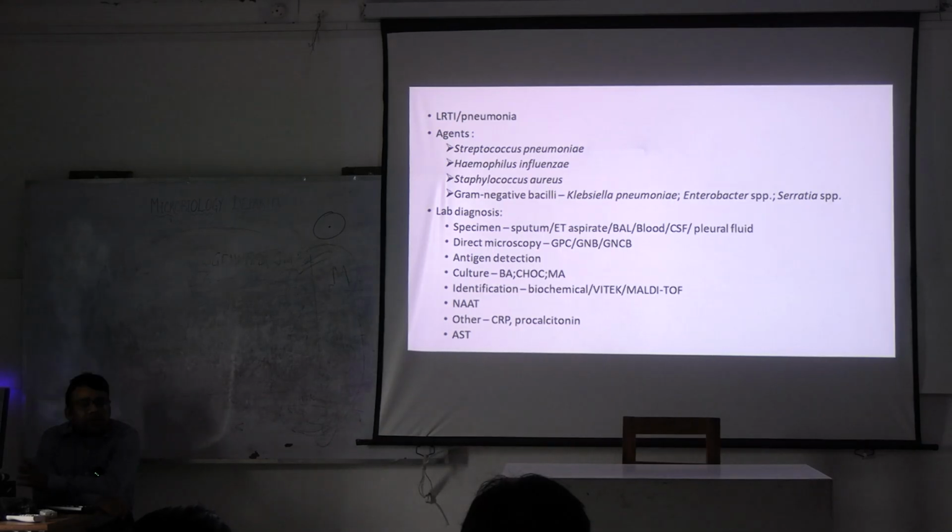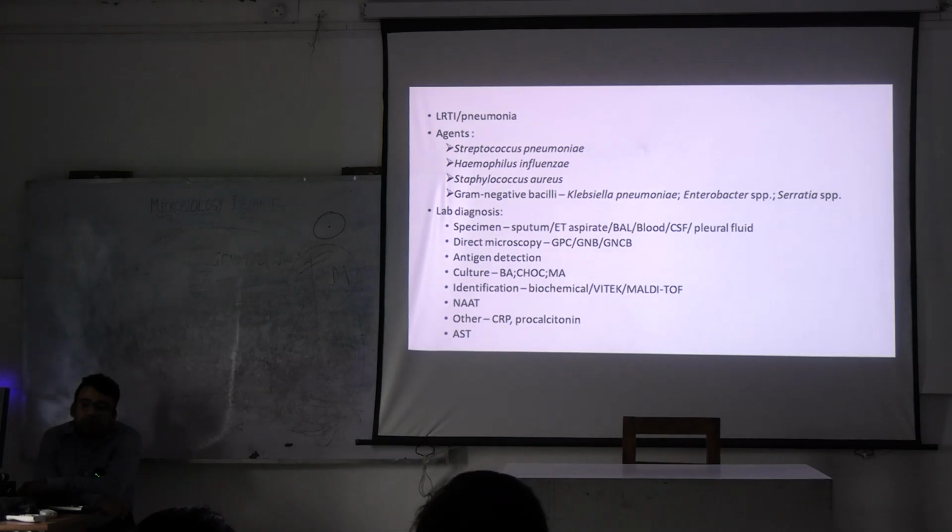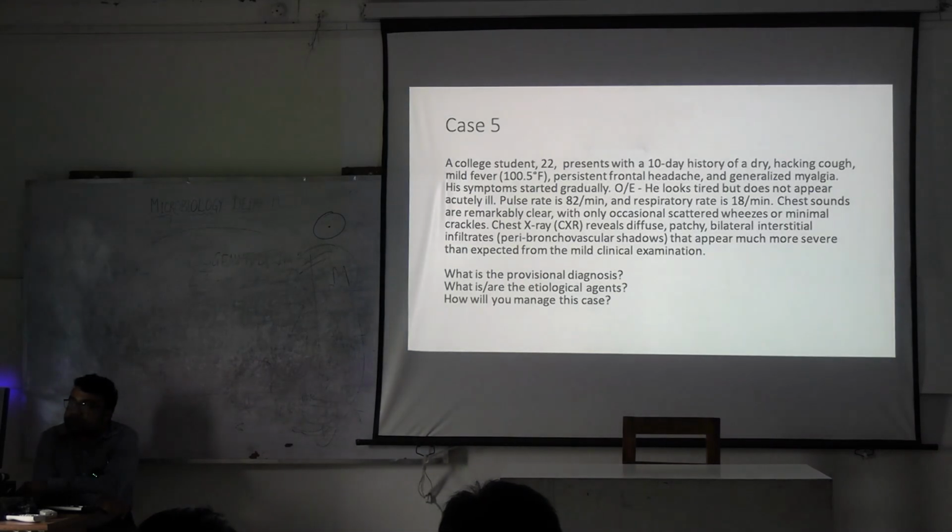What are these? These are the markers of acute reaction. That means acute phase proteins, CRP. They rise when there is active inflammation going on in the body.